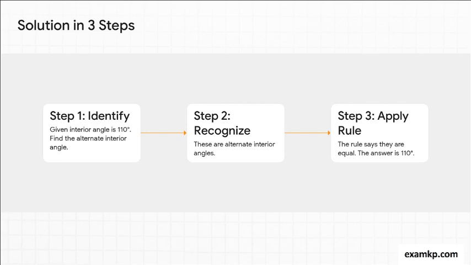Let's walk through it. First, what do we have? A 110 degree angle. What do we need to find? The alternate interior one. Okay, step 2, what's the relationship? Well, they're inside the parallel lines and on opposite sides. Aha, they are alternate interior angles.